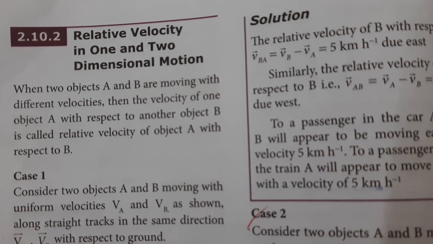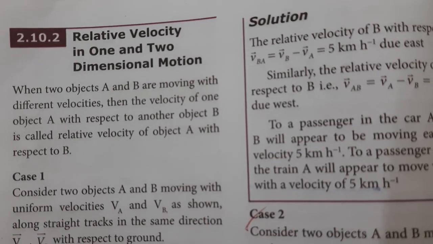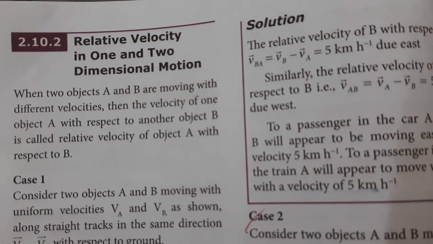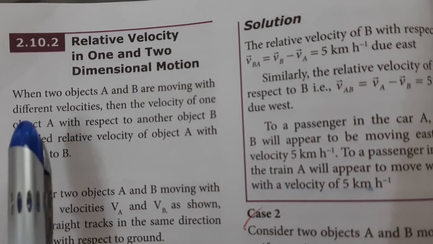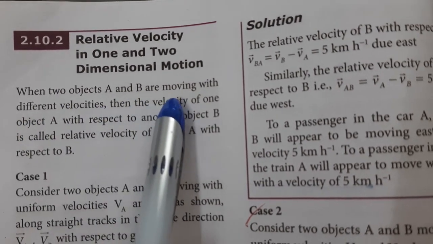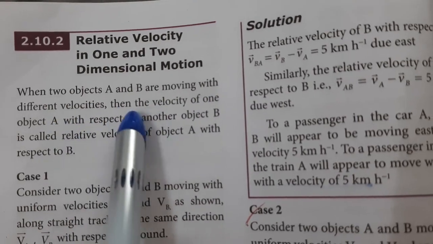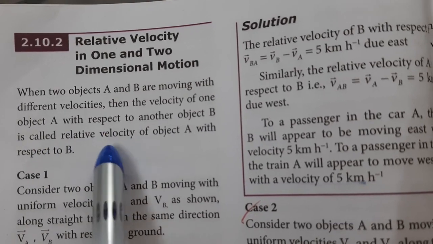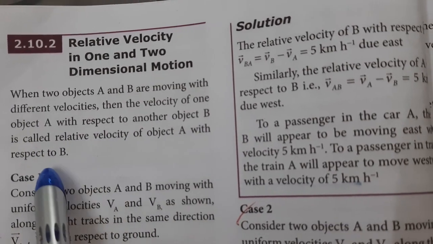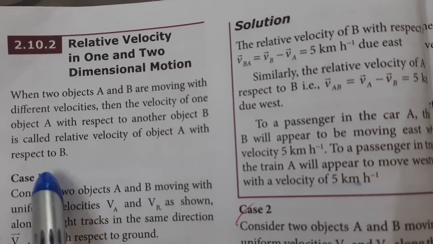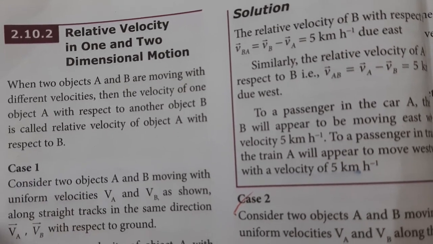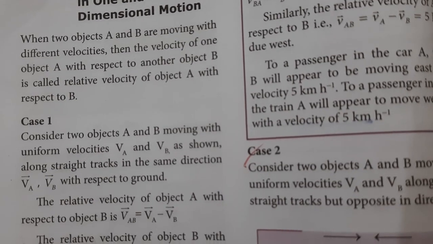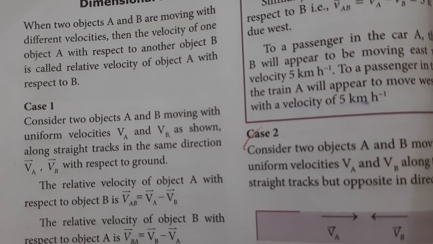Yesterday I discussed relative velocity in one and two dimensional motion, isn't it? What is relative velocity? When two objects A and B are moving with different velocities, the velocity of object A with respect to object B is called the relative velocity of A with respect to B. Then we discussed some special cases: when two velocities are in the same direction, when they are in opposite directions, when the two velocities are at an angle, etc.